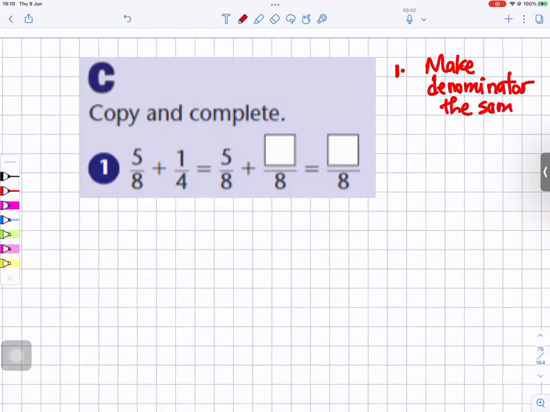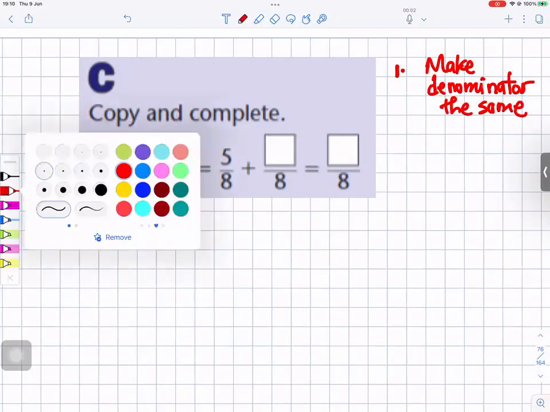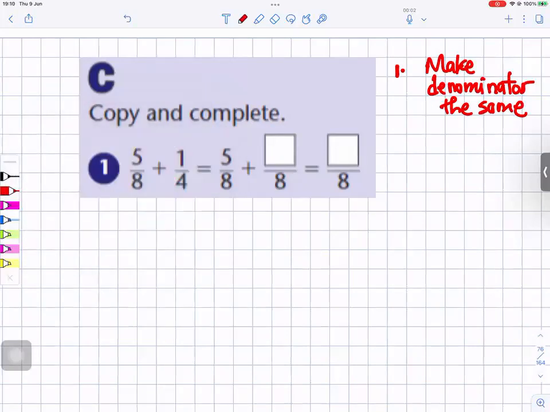You have 8 and 4, and you can get from 8 to 4 by dividing it by 2. No, you cannot get to 4. You have to get to a bigger number. You have to get to a lowest common multiple.